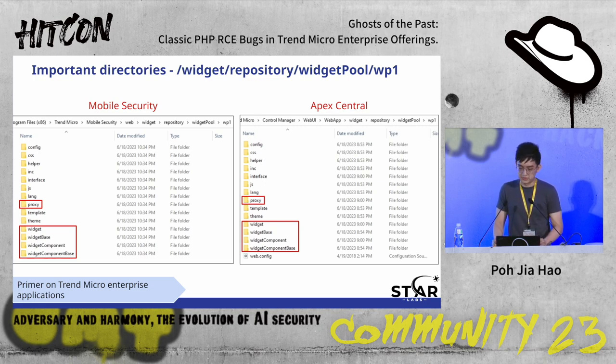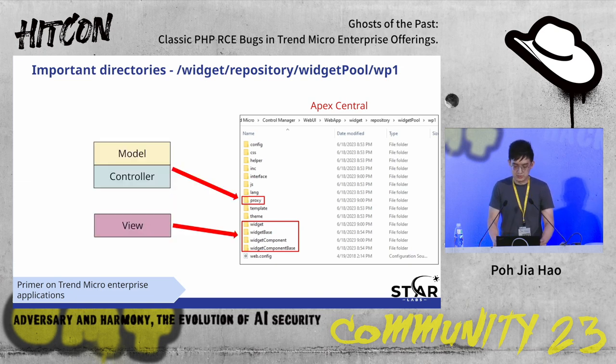The modularity of the code can be seen here, as this is where all the extended features are saved. This code base closely follows the model view controller model, or MVC. The controller and model can be found in the proxy directory, whereas the view can be found in the widget directories. This means that if we are interested in server-side vulnerabilities, we should take a look at the proxy directory, whereas in the widget directories, we'll find a bunch of front-end JavaScript files where we can search for client-side vulnerabilities.